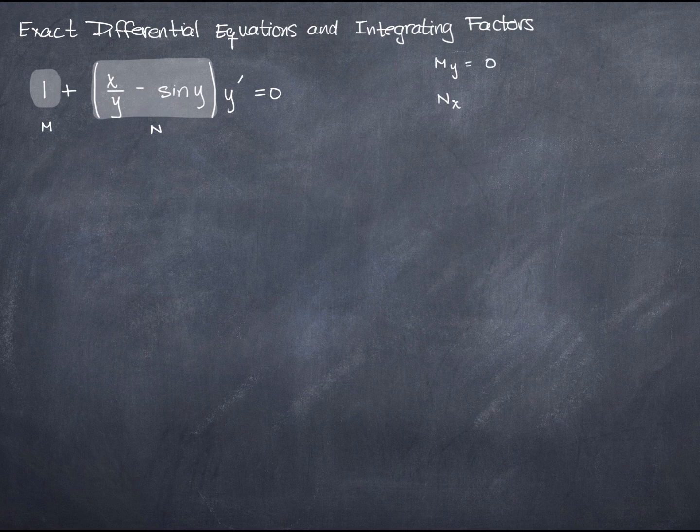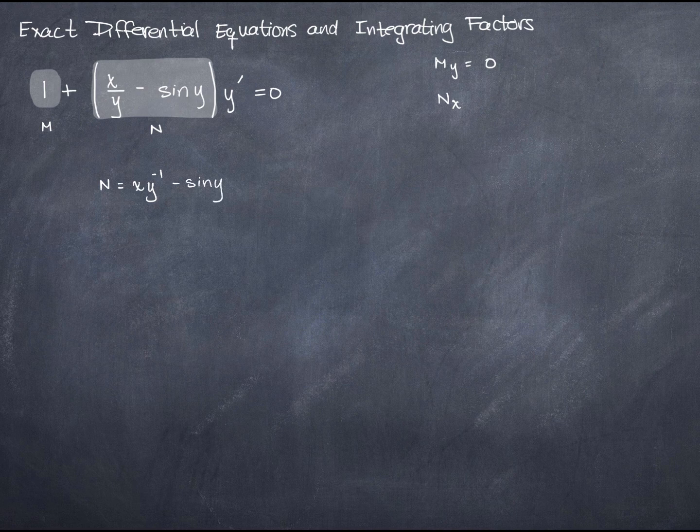There are no y's in this. Even if there were x's, they would be considered constants in this partial differentiation, and so this would differentiate to 0. Now, what is the derivative of n with respect to x? I think I'm going to rewrite this as x y to the negative 1 minus the sine of y.